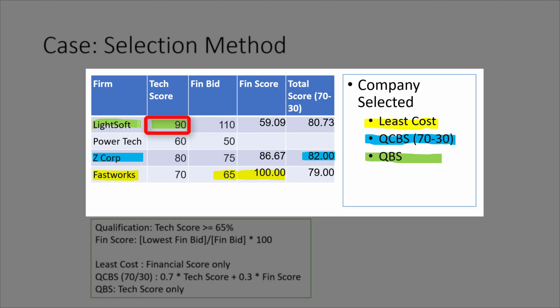So notice, in this table, we had different selections based on the method that we picked. So whether we picked the lowest cost, QCBS, or the QBS selection.